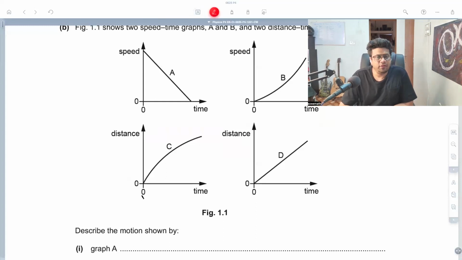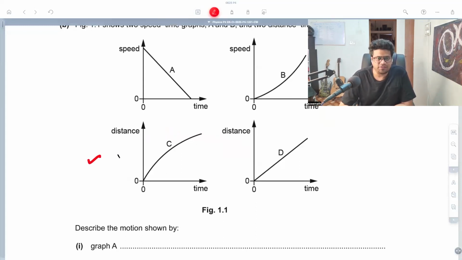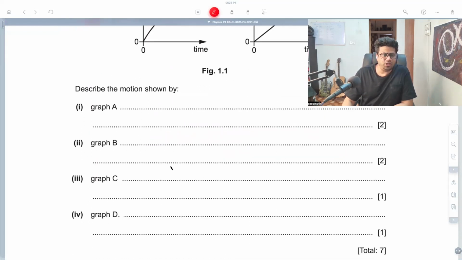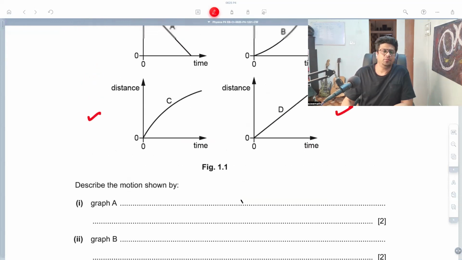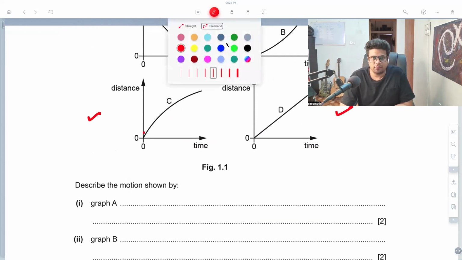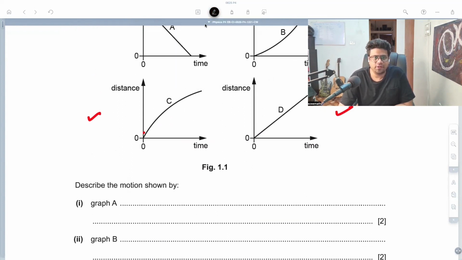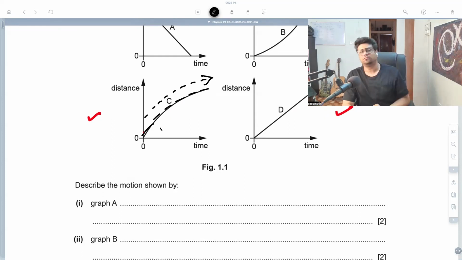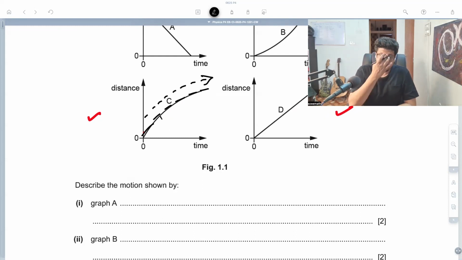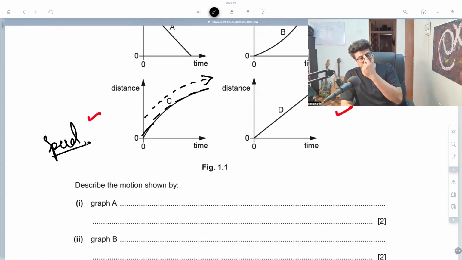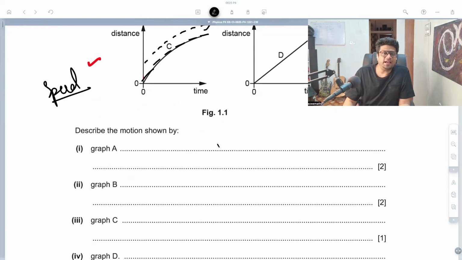Here you have two distance time graphs given, and they want you to describe the motion shown by the graph C and the graph D. I see as the object moves ahead, and if I draw tangents to this distance time curve, I see that the tangent reduces in slope. It falls down. It flattens out. Well, the tangent of a distance time curve is supposed to be speed. If the slope of the tangent reduces, it means that the speed has been reducing. So what you're looking at is a decelerated motion.